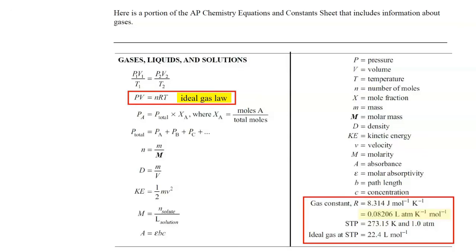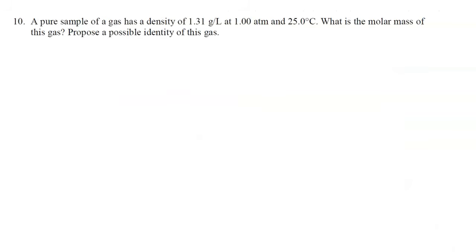Remember that R, the ideal gas constant, is 0.08206, and the units of volume should be in liters, the units of pressure should be in atmospheres, and the units of temperature should be in Kelvin. So do we already know the pressure and the temperature? Yes, those values are given. So here is the ideal gas law, PV equals nRT.